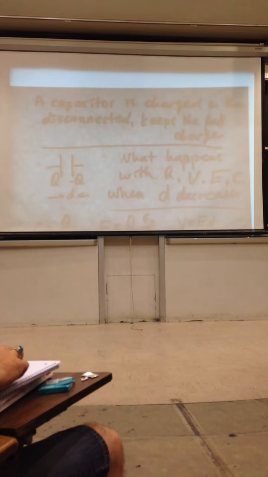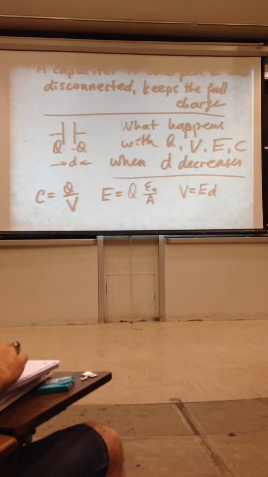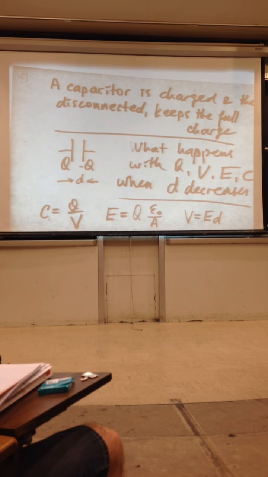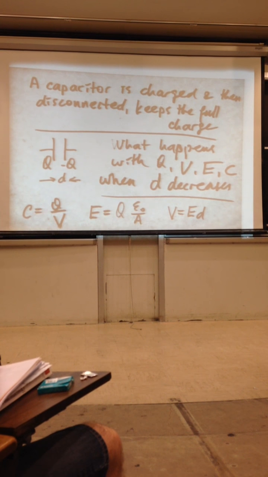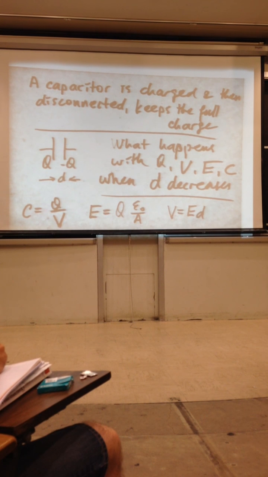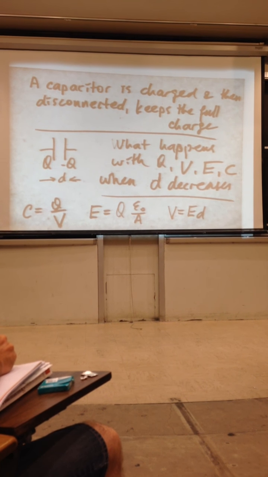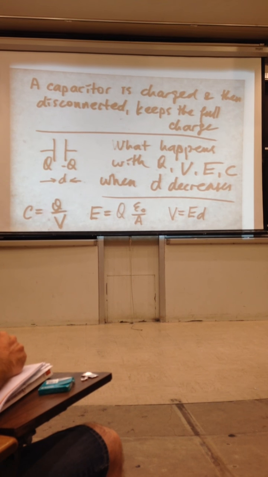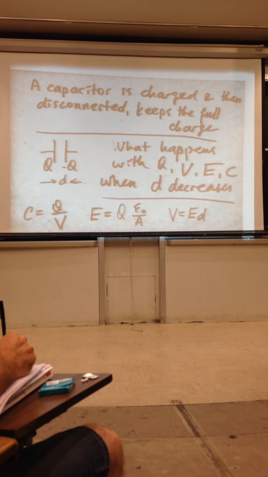So this is a logical question for which you need to know the formulas. The capacitor is completely charged by the battery, and is then disconnected from the battery, keeping the total charge. Now you are changing the distance between the plates.